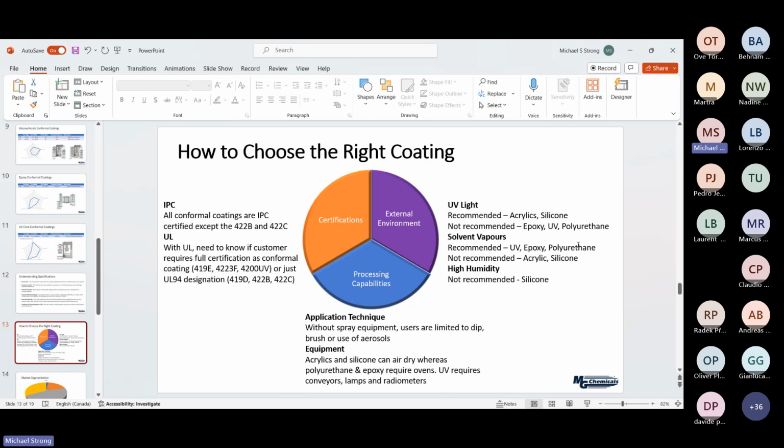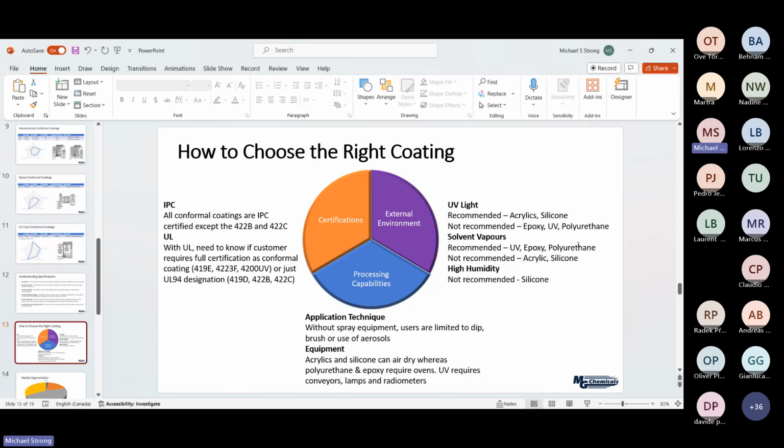Okay, so given that, how do we choose the right coating material? And I've broken this down into 3 main considerations. So the first is certifications. Are there certifications that the customer is demanding? In which case, do we have a coating that meets those standards? And as you can see, we have several coatings that meet whether it's the IPC or the UL standard. So we're probably covered in that respect, but that should be fleshed out initially in terms of, do you need to be qualified to a particular standard or not?